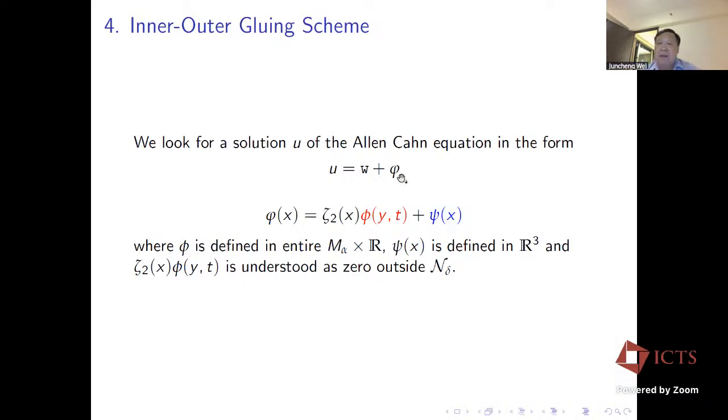Okay, so let me repeat. We are looking for one function, but we decompose this function into two functions. So one function has a fast variable here, and the rest of this has a slow variable, the original variable. And this is the cutoff. So now, what is this function? This function we call the inner function. This function is called the outer function.